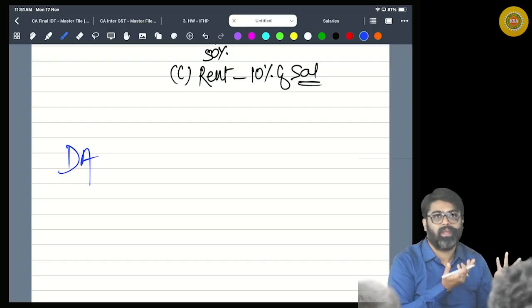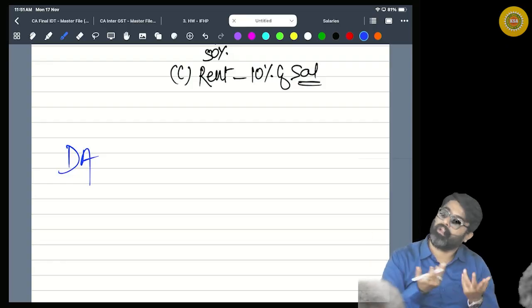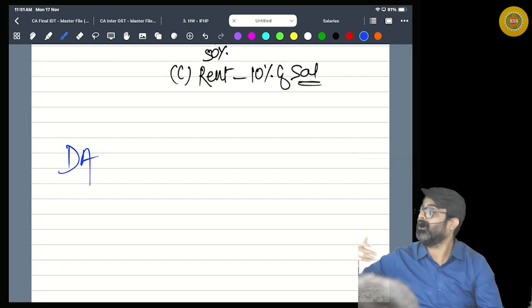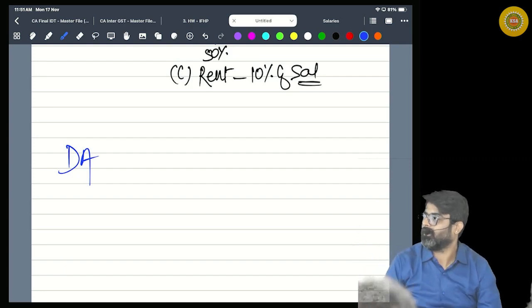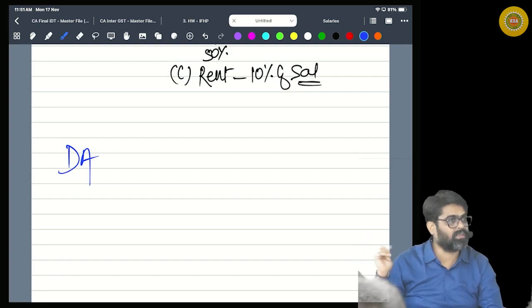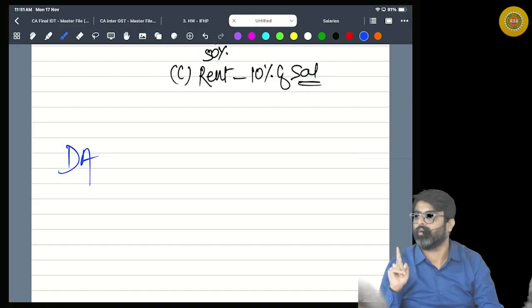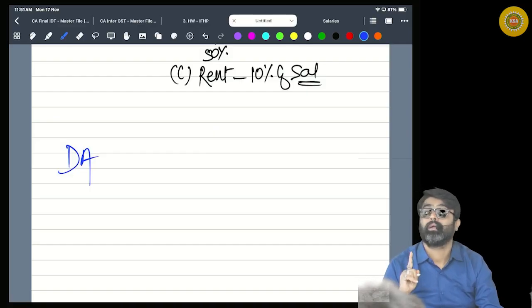Inflation will always be there, and in the name of meeting the inflation, my employer is giving me this DA. I will try to take the exemption. So it will be risky if the exemption is given for these types of things. Yes or no? So no exemption. Dearness allowance will be fully taxable.